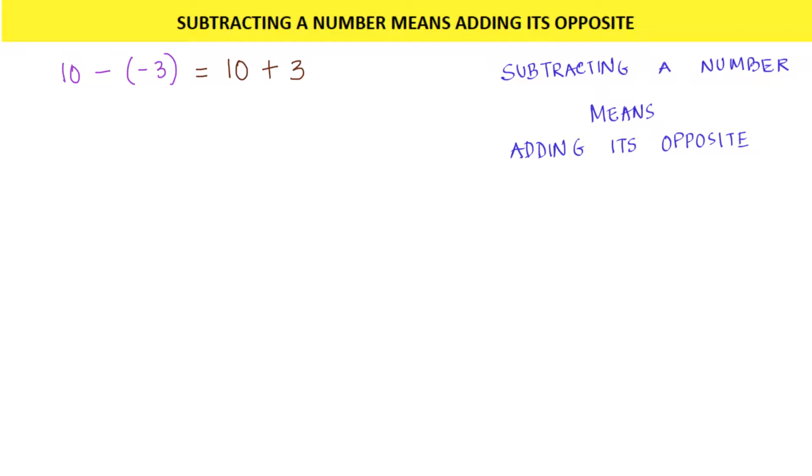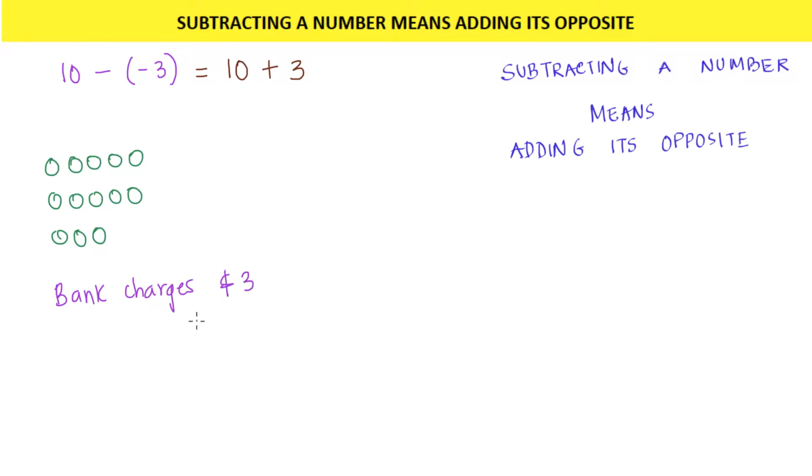Wow, that kind of seems odd, that 10 minus negative 3 will give you 10 plus 3. Let me see how I can explain this. So imagine that you have a bank account and you have $13 in your bank account. 1, 2, 3, 4, 5, 6, 7, 8, 9, 10, 11, 12, 13. And then the bank charges you $3, for something, because of some interest or something.